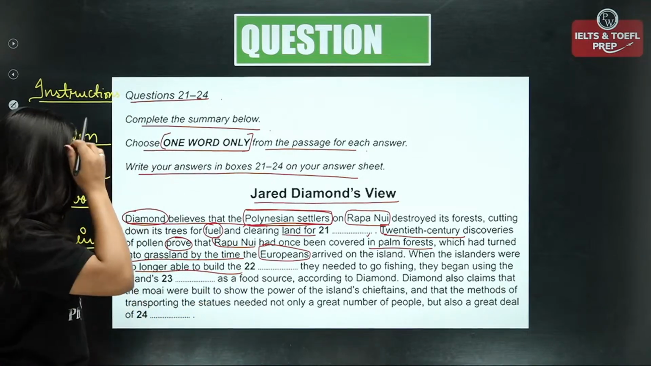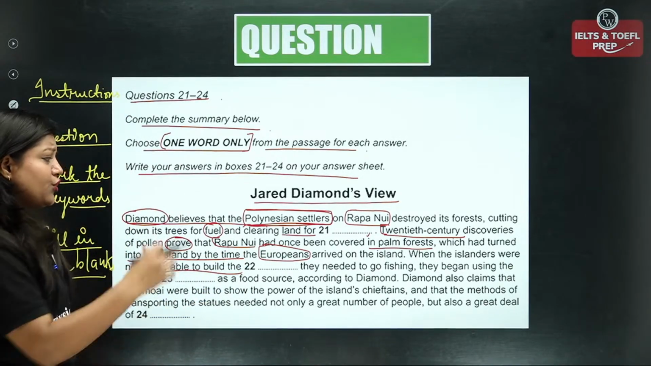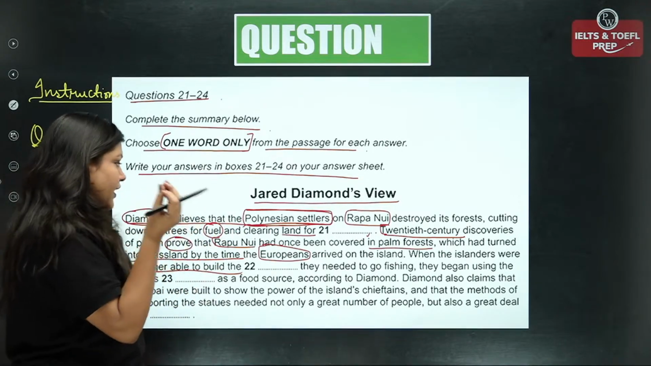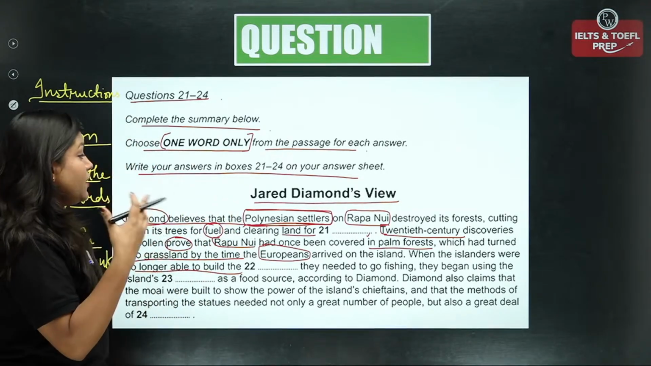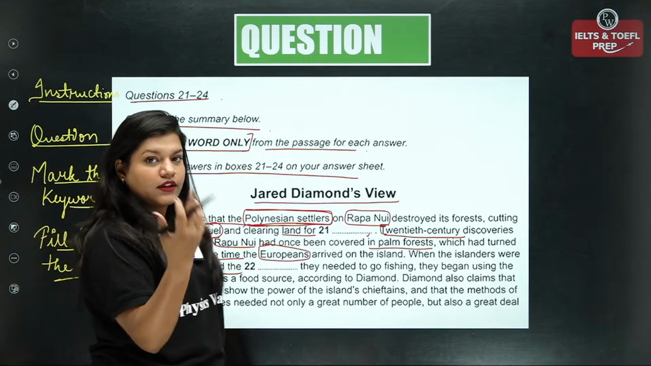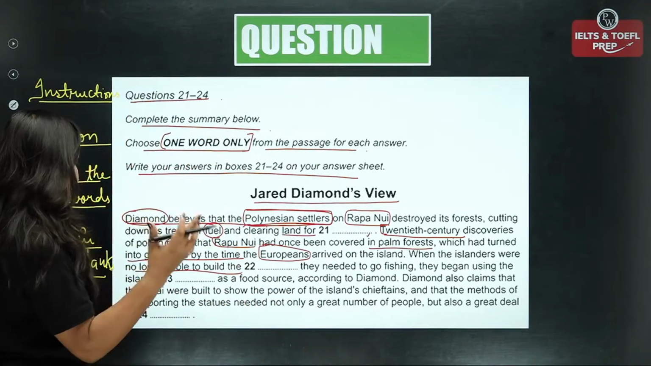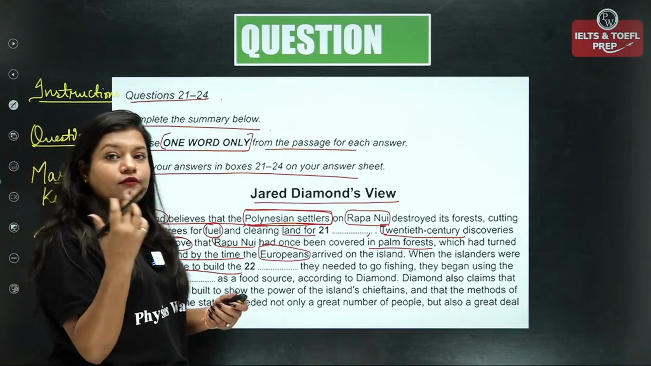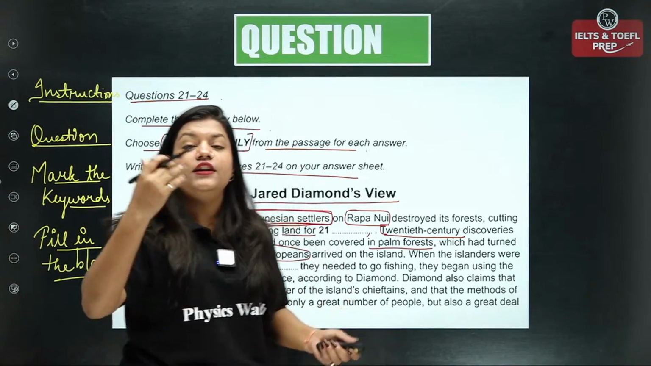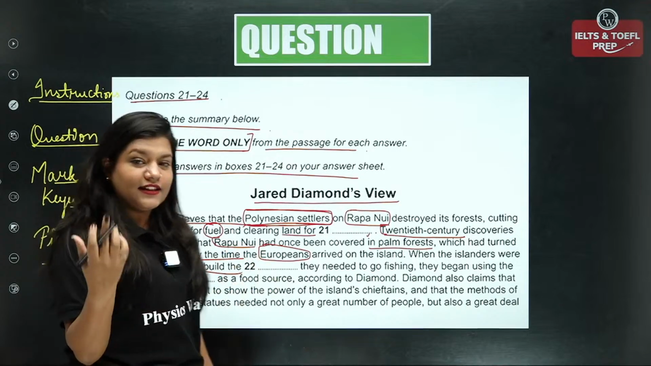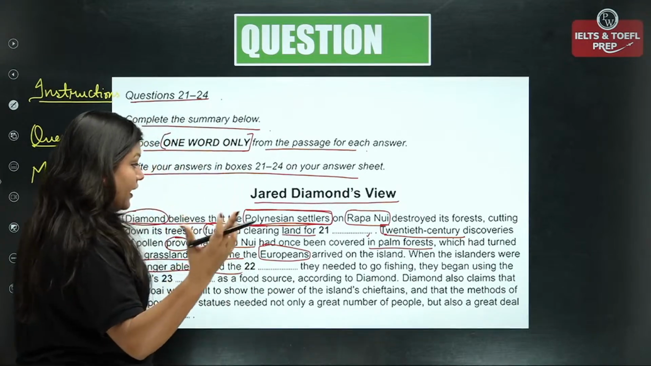So basically what they are saying is that 20th century discoveries of pollen prove that Rapa Nui, which is a place, had once been covered, it was once covered with palm forest, which has turned into grassland. It was covered with palm forest, and it turned out to be a grassland by the time the Europeans came on the island.